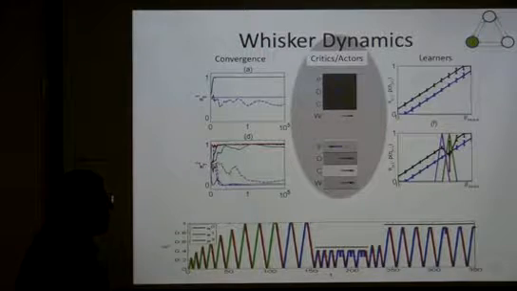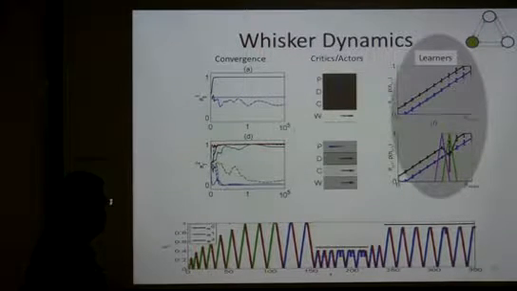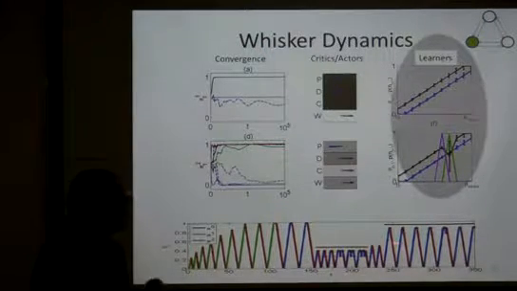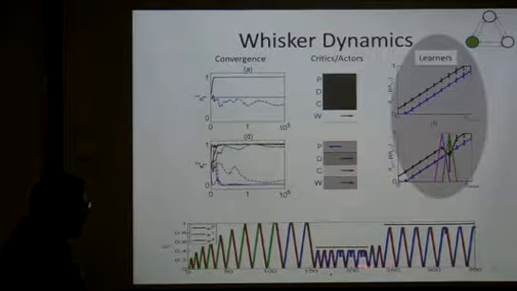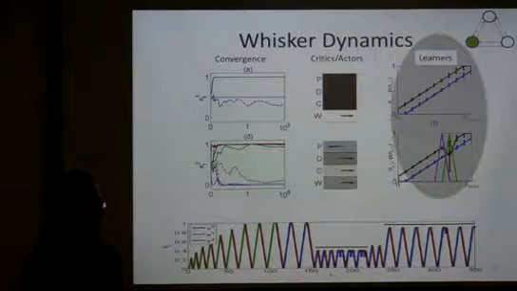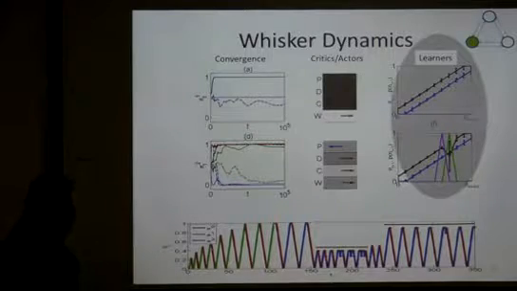I converged to this behavior. I'm not going to talk about the learner, but this is the final behavior. This is time, this is the whisker angle, and the color code is for the active actor. So I'm also implementing here this novelty management. What does novelty management mean?